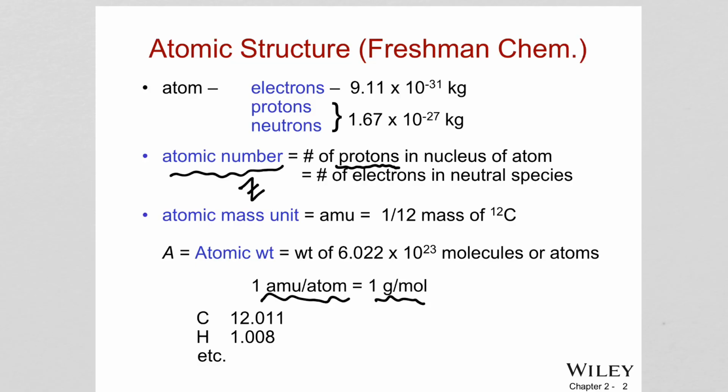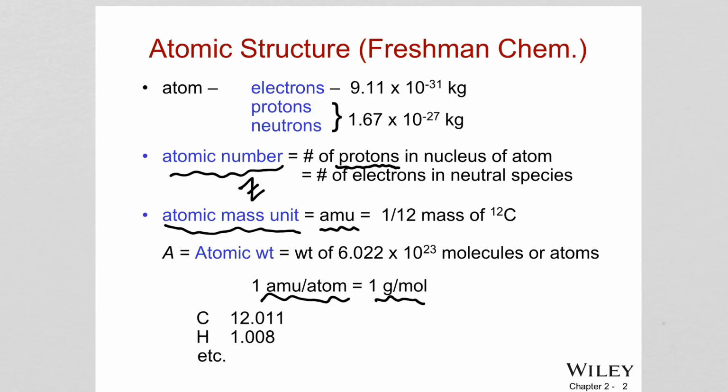So by definition, one atomic mass unit, abbreviated AMU, okay, atomic mass unit, is equal to 1 over 12 of the atomic mass of the most common isotope of carbon, carbon 12. So basically, 12 times 1 over 12 gives us one atomic mass unit. So think about it like each atom is like one atomic mass unit.